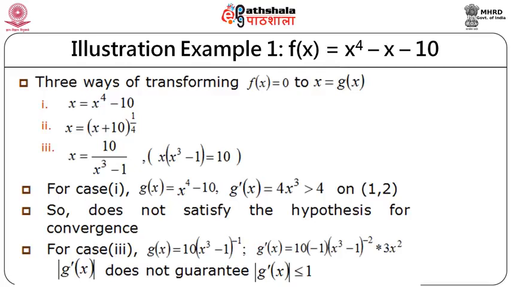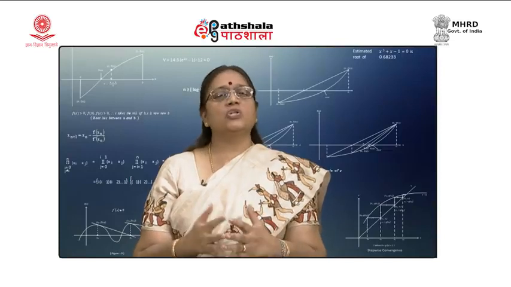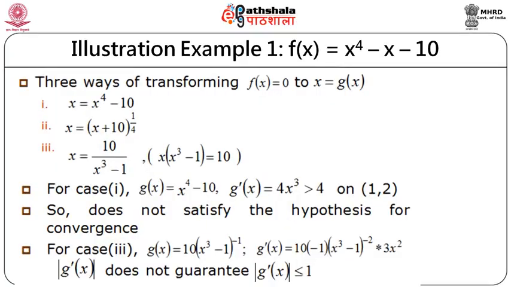So, g'(x) is the derivative of x raised to 4 minus 10, so 4x cube minus 0, so 4x cube. The value of 4x cube on the interval 1 to 2 is never going to be less than 1. At 1, the value is 4, and 4x cube is an increasing function. As x increases, the value will go on increasing, and so the value will always be greater than 4, no question of the value becoming less than 1. As a result, this choice of g(x) will not guarantee us convergence.